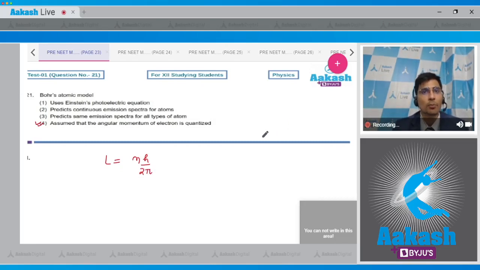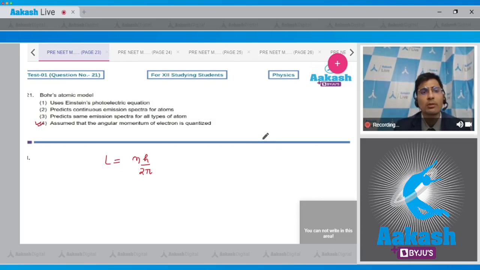The second and the third options are wrong. The second option says that it predicts continuous emission spectra for atoms. This is wrong because the Bohr's atomic model assumes and predicts that the emission spectra for atoms will be discrete, as they are discrete energy levels in an atom.